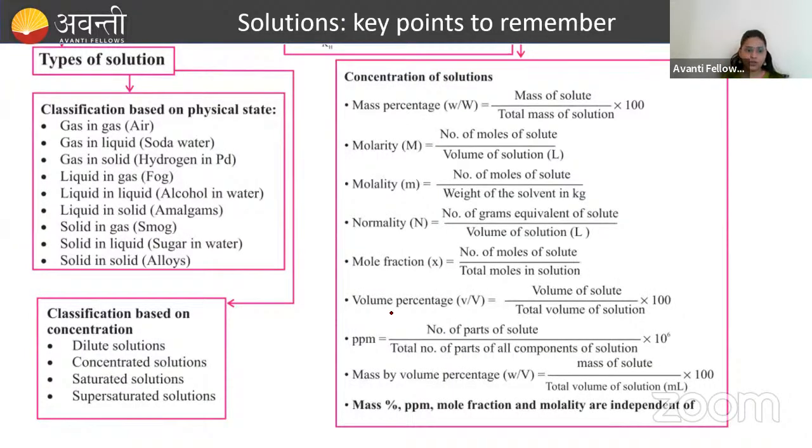So now, types of solution. Which types of solutions are there depending upon their physical state? Gas in gas, air. Gas in liquid, soda water. Gas in solid, hydrogen. So these are the classifications according to their physical state. I have done the types of solutions. What are alloys, what is alkaline water, liquid in liquid, what is amalgam, liquid in solid, like that.